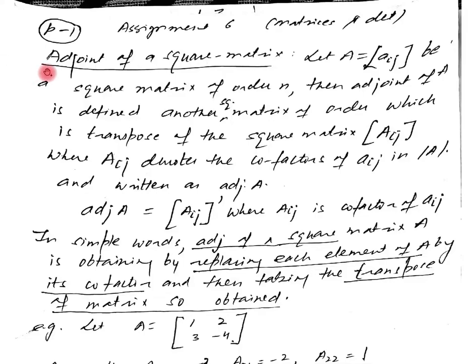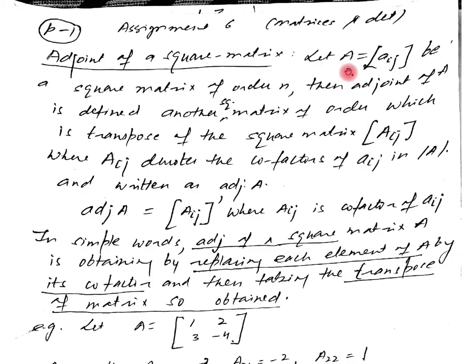Now, continuing the same. Till now we have learned how to find out the minors and the cofactor. Relating the same topic, we are going to find out the adjoint of a square matrix. That is very much important. The word here is adjoint of a square matrix.